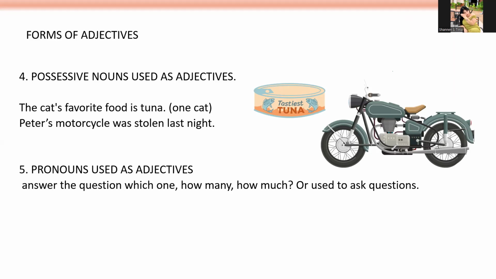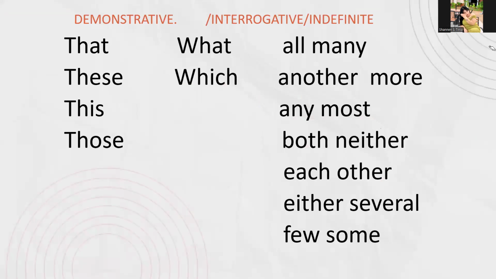Okay, number 5. Pronouns used as adjectives. Dito na tayo. Lahat na ng parts of speech, pwede palang gawing adjective, no? Okay, so we have here, it answers the questions which one, how many, how much. Makikita natin dito yung iba't ibang adjectives, such as pronouns. We have 2 kinds, the demonstrative and the interrogative and definite adjectives, okay? Pronouns. Demonstrative: that, these, those.